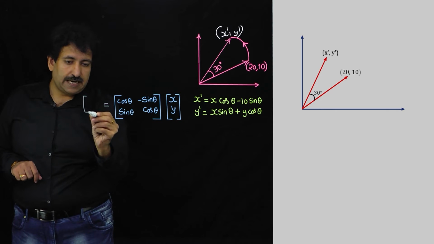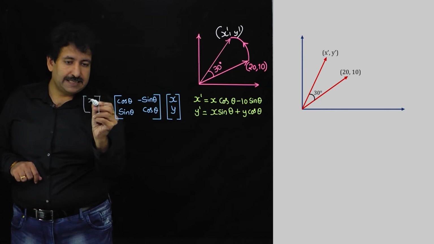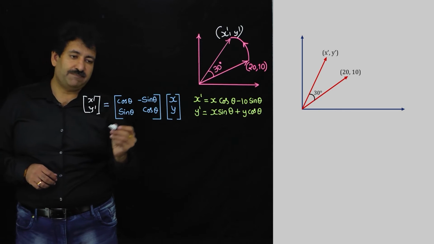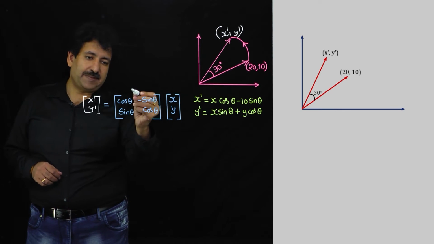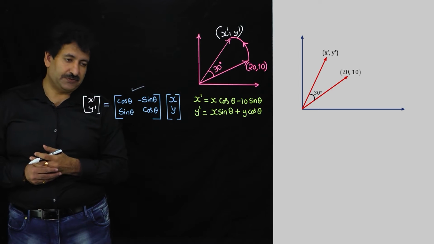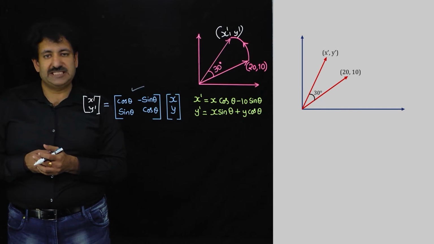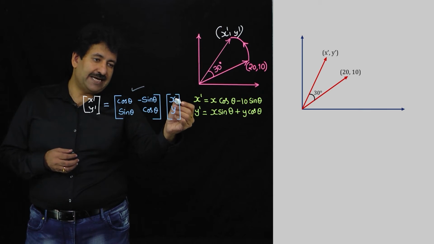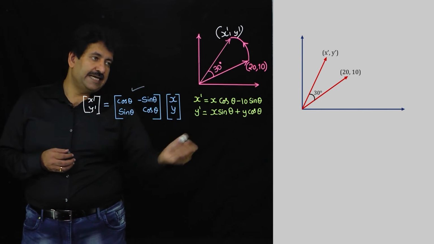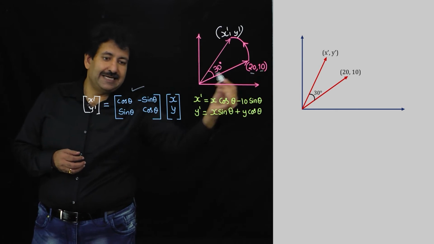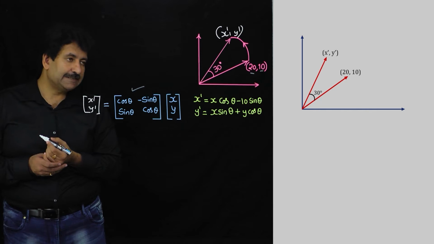Now, how would I get the numerical value of these? It is very simple. If you remember this particular matrix, which we discussed at length in the preceding videos, the problem solution is very straightforward. The only thing I will have to substitute here, for x I have to substitute 20, and for y I will have to substitute 10. So if I did that, I get my x dash and y dash.